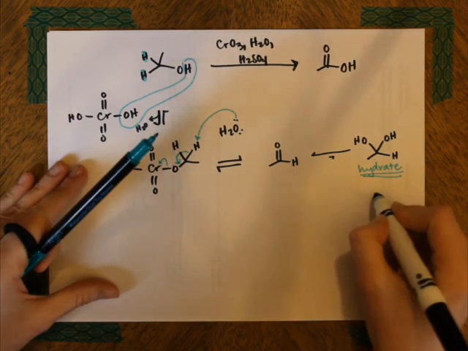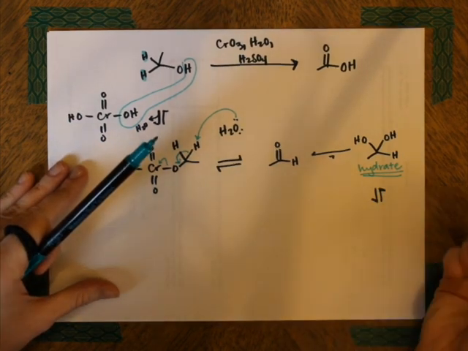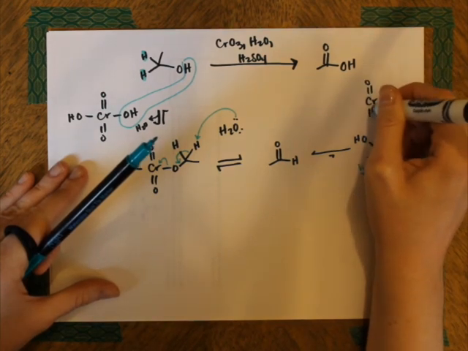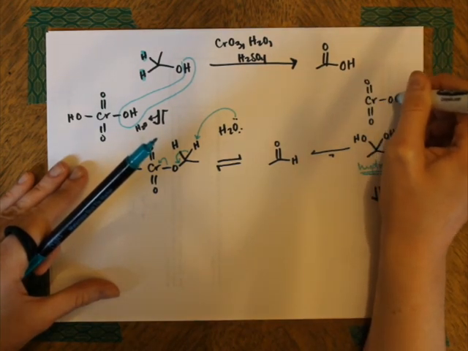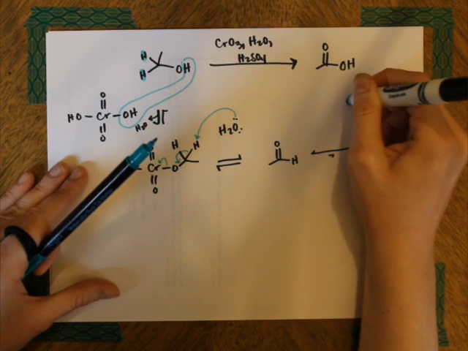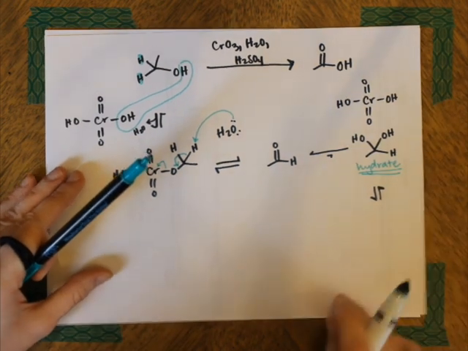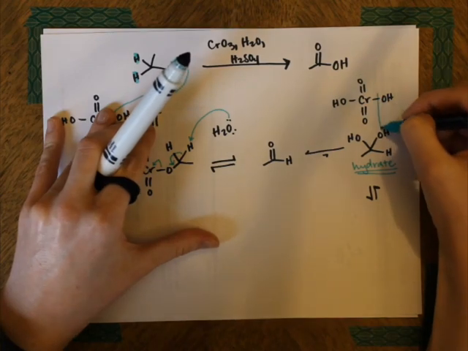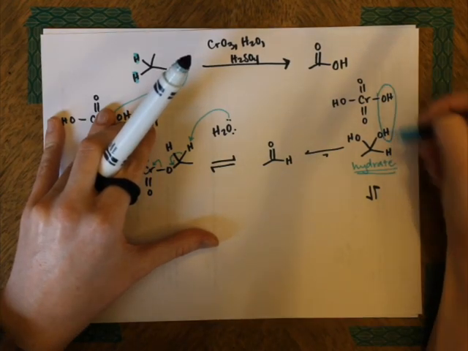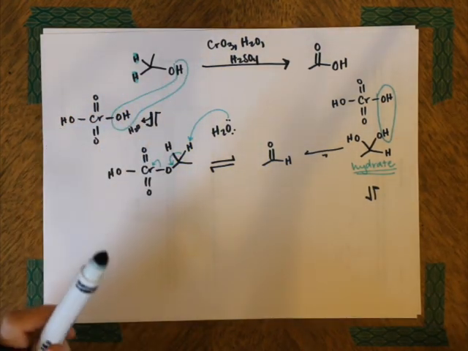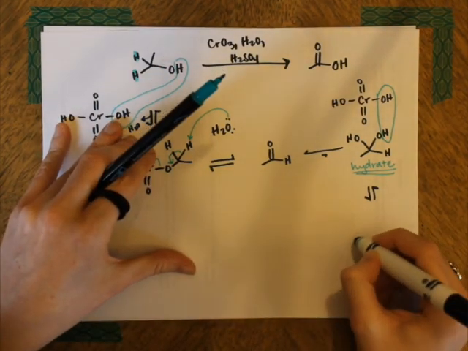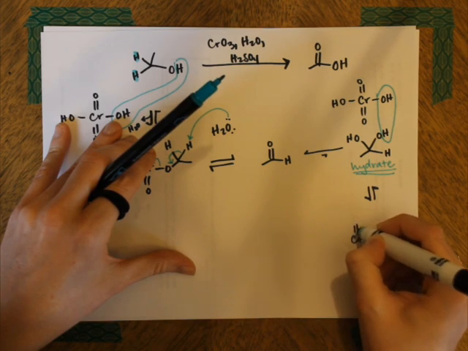If we make this, what's stopping us from doing this reaction all over again? Where the chromium makes a new connection to our alcohol and we oxidize once more. There is nothing keeping us from doing that. So this takes place and we wind up with basically the same thing happening all over again.